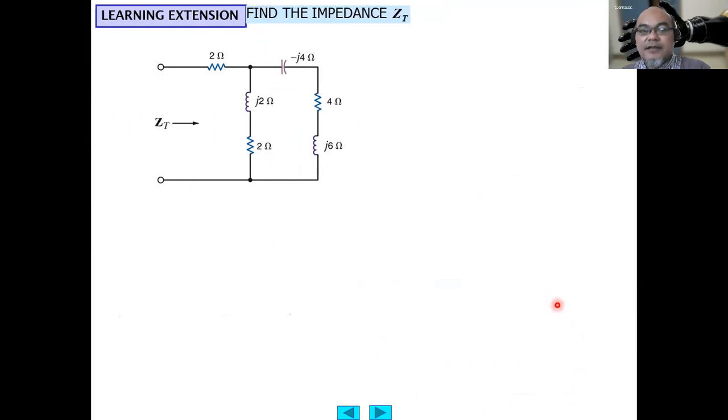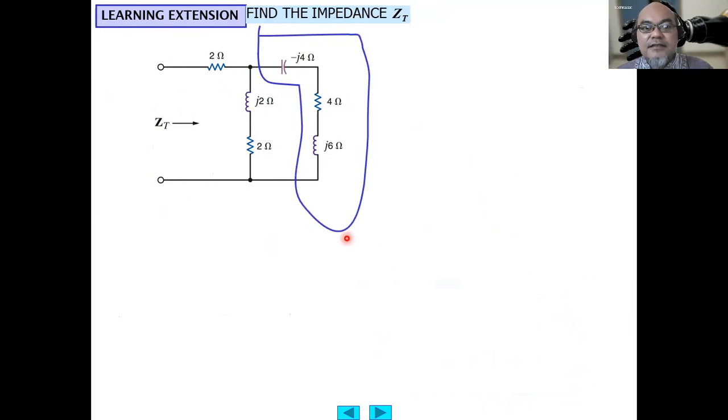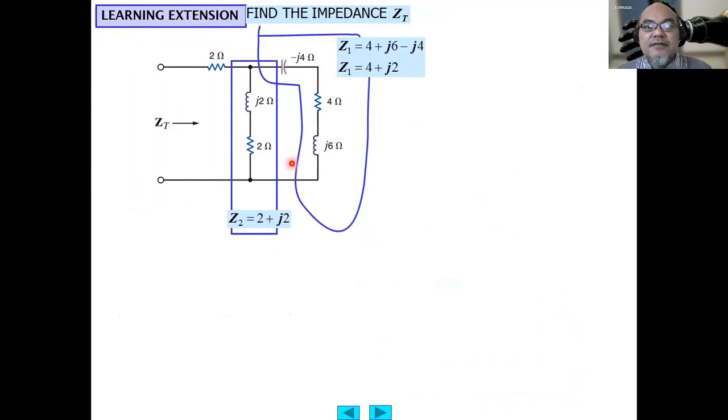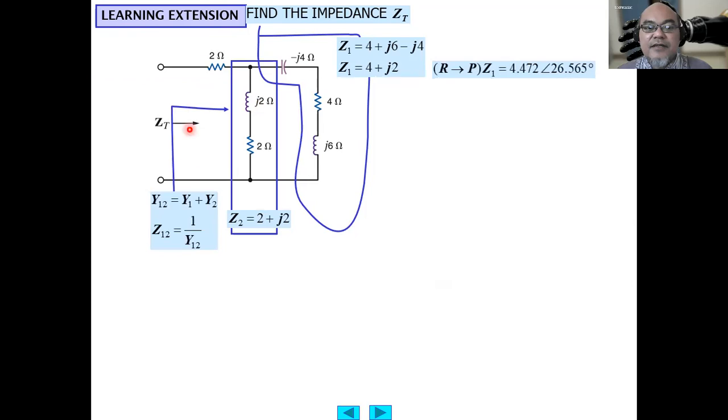So this is a learning extension. Find the impedance ZT here. I think I will skip this, so you may later see the slide and then review by yourself. I think this is done the same way as in the previous slide.